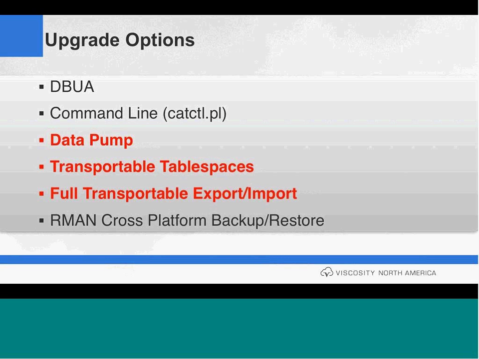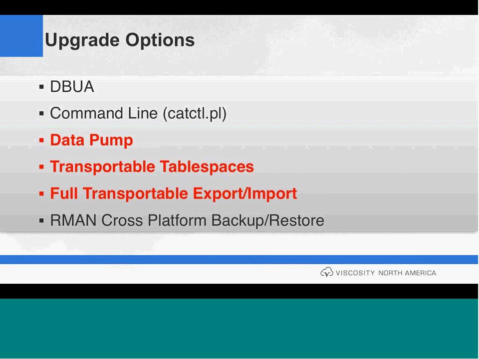All right, Charles. As Nitin mentioned, that is DBUA and catctl, the parallelized version of catupgrade. What I always promote is the command line. We have actually proven in new environments that we can run command line database upgrades significantly faster than DBUA. We go through benchmarks where we can upgrade in about 5 minutes.